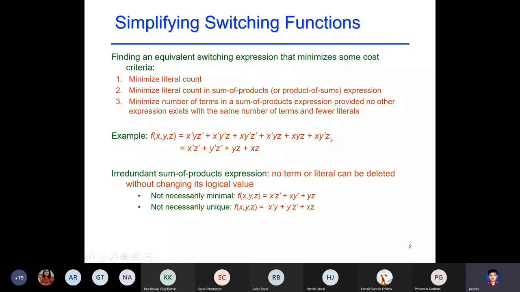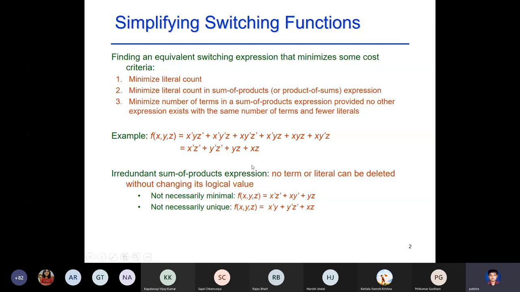That means if that is so, then that term or that literal is redundant, and this expression would not be an irredundant expression. If it happens that even if you drop any one of the literals or terms in the expression, it no longer remains the equivalent expression, then we call it an irredundant expression. You cannot drop anything from it. If you drop anything from it, it gets modified. So then we call it an irredundant expression.